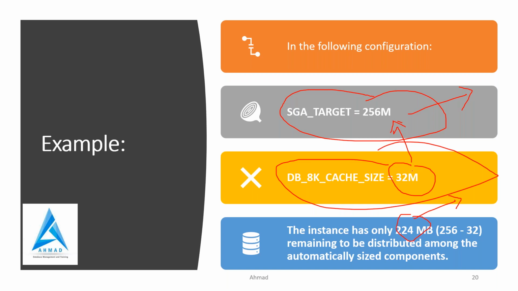Also, 32 MB is permanently allocated to the database buffer cache, so internally Oracle cannot take this memory. You have to be very careful when you enable automatic SGA management but also explicitly set the buffer cache. That's why you have to be very careful about this.